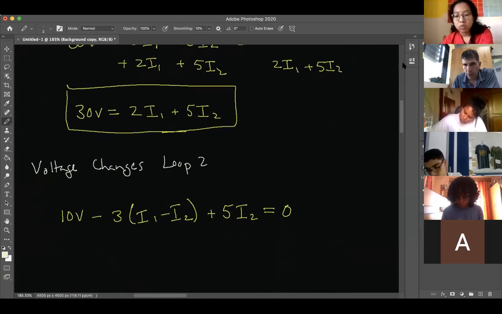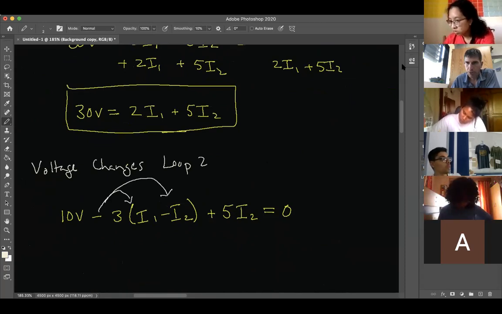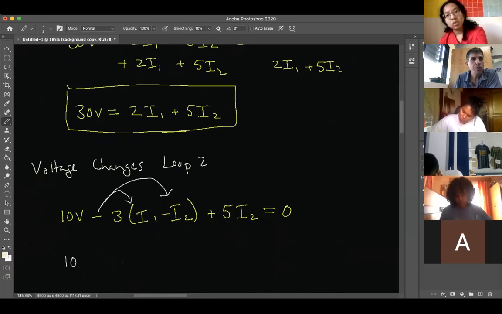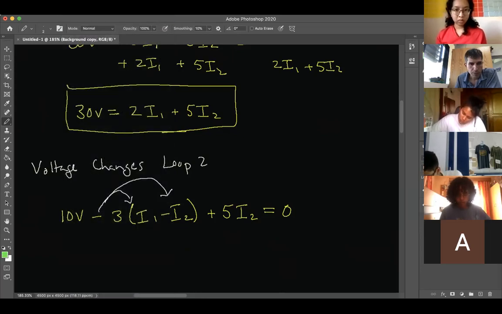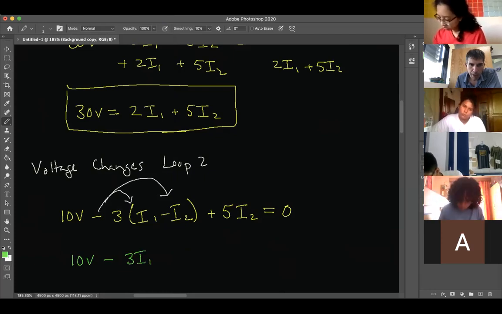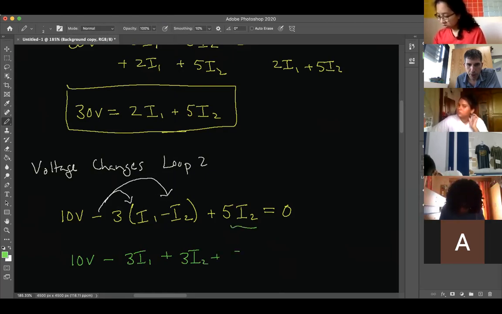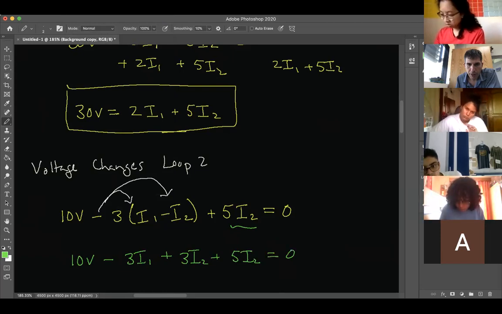All right, so the first thing, distribute the negative sign to each of these terms here. So we're going to do a little bit more math, more simplification. So we do 10 volts minus 3 times I1, 3 times current 1, minus times another minus sign, a negative times a negative is a positive. So plus 3I2, then bring this term down, plus 5I2, and that's going to be 0.